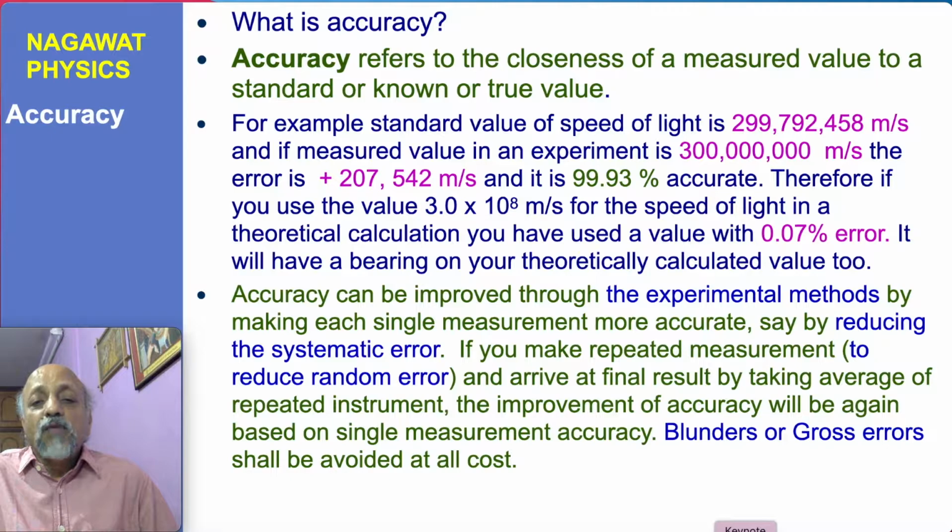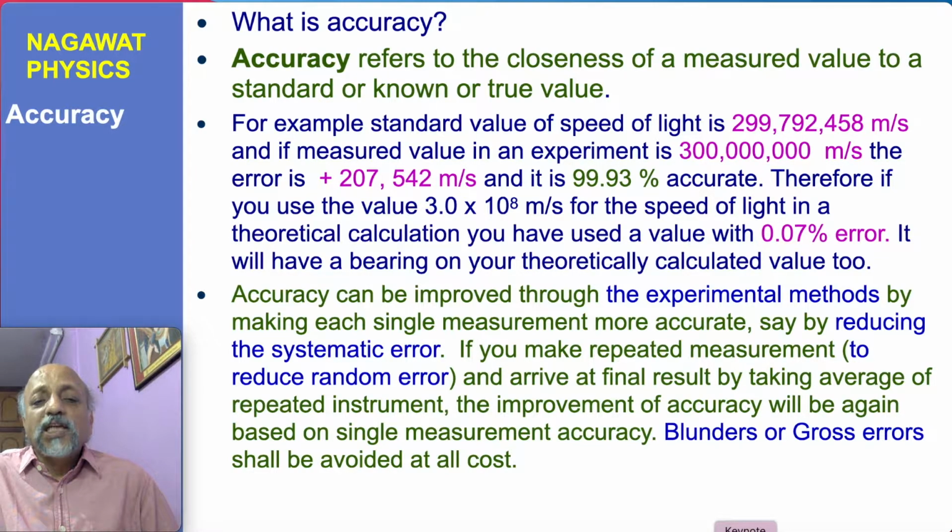Accuracy, however, can be improved through the experimental methods. First, by making each single measurement more accurate, and that can be done also by ensuring that the systematic errors get minimized.